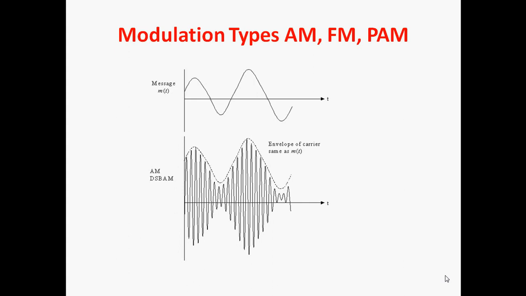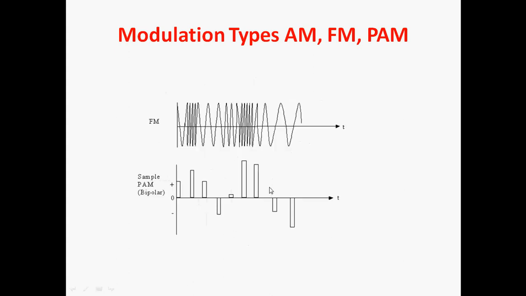So from this waveform, we can find the modulation types: amplitude modulation, frequency modulation and pulse amplitude modulation. Here the message signal m of t is given and that will be modulated with amplitude modulation. The carrier will change its amplitude. This smaller signal having higher frequency is the carrier signal and this is the original message signal. So this original message signal changes the amplitude of the carrier signal. So this is called amplitude modulation.